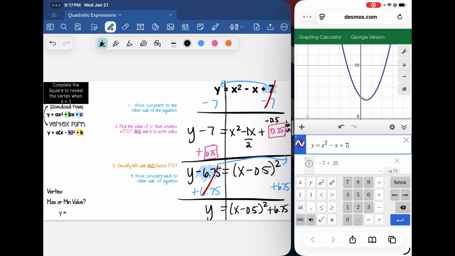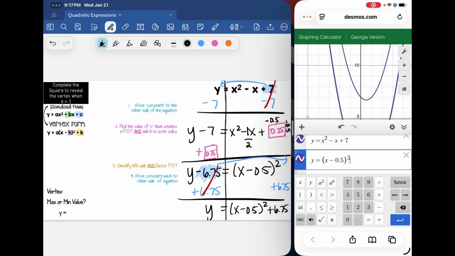Let's type it in and see if we were right. y is equal to x minus 0.5 squared plus 6.75. And we were right. All right, what is your vertex?